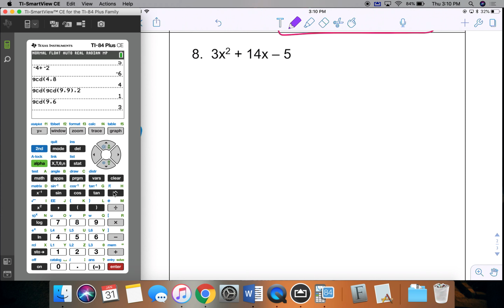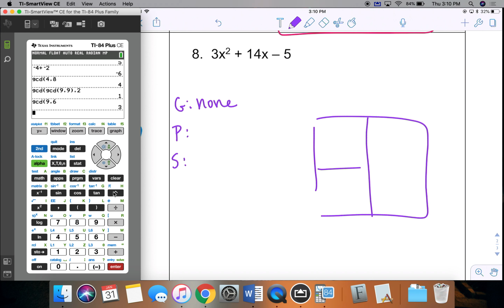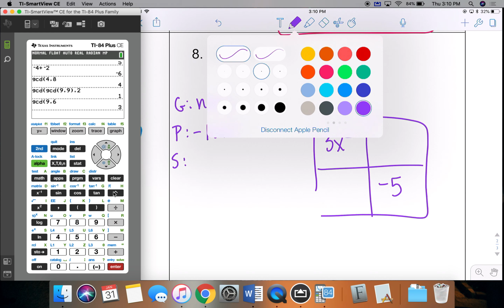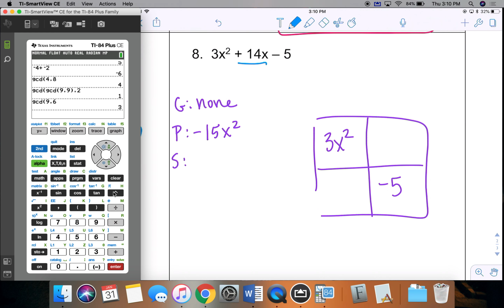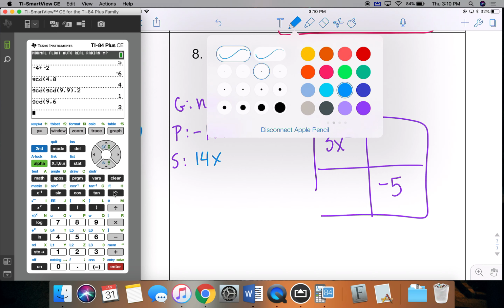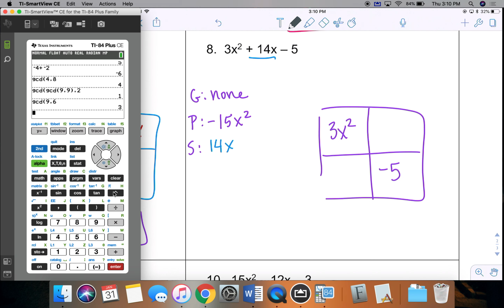Problem 8, I see 3 terms. 3 and 5 are both prime, so there is no GCF. You could also put 1. So my first term and my last term are listed in my box. I multiply them, signs included, for my product. And then my sum is in the center, so 14x.